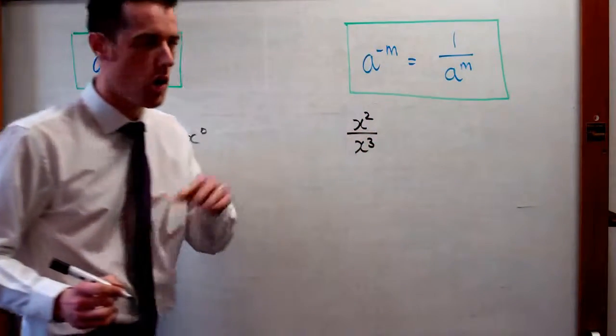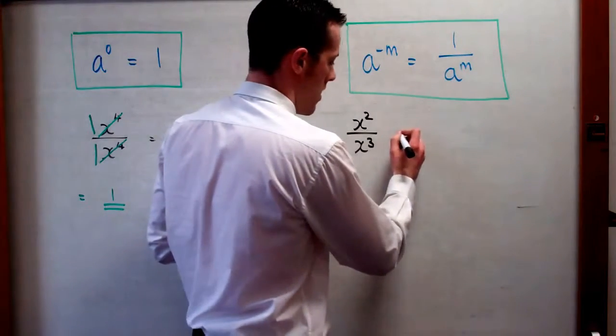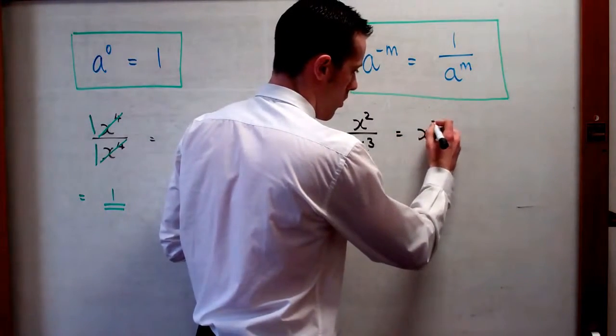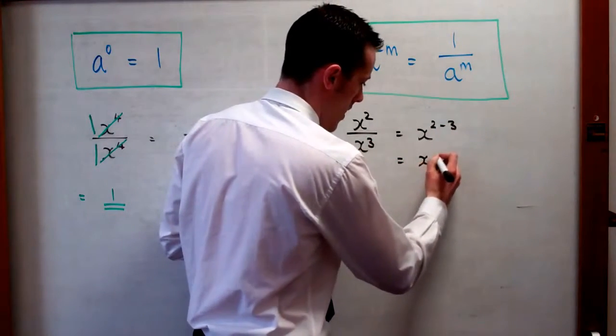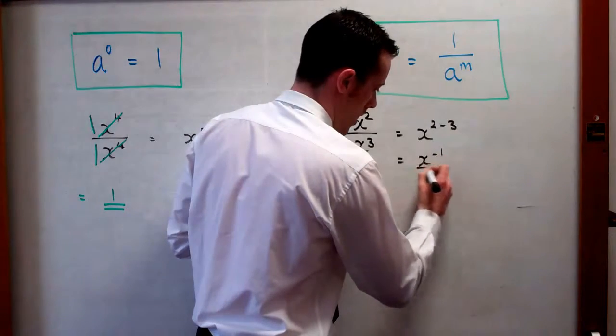Now our subtraction rule is going to tell us that's going to be x to the power 2 take away 3. And 2 take away 3, if you remember our negative numbers, is x to the power negative 1.